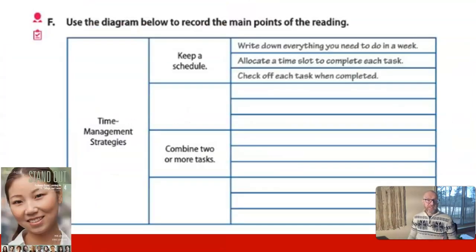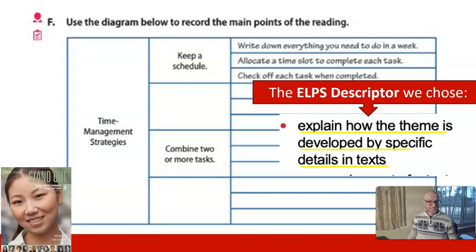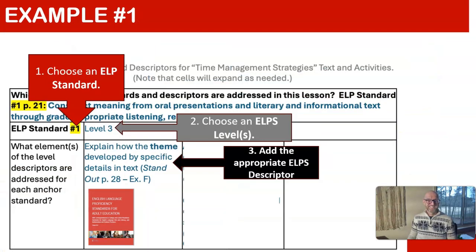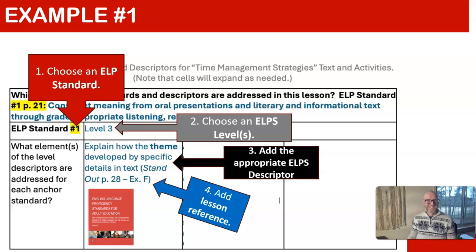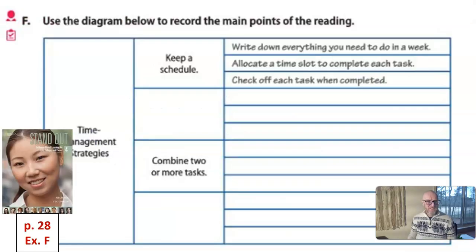So this diagram, essentially a skeletal outline, helps the students record those main points of the reading, but also details, which led us to make the connection with the ELPS descriptor, explain how the theme is developed by specific details in text, with this part, exercise F of the lesson. And finally, our last part is to add a reference. As you've seen, we've got this from page 28, exercise F.